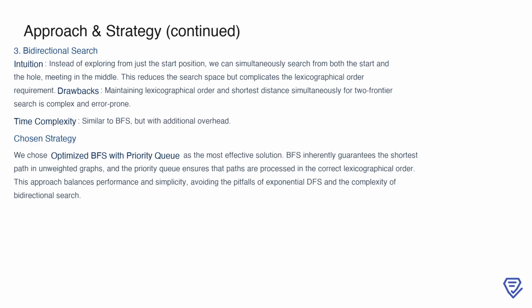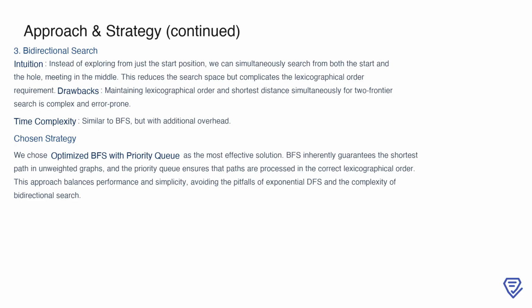Another approach worth considering is bidirectional search. The idea here is to simultaneously search from both the starting point and the hole, allowing the two search frontiers to meet in the middle. This can potentially reduce the search space compared to unidirectional BFS.